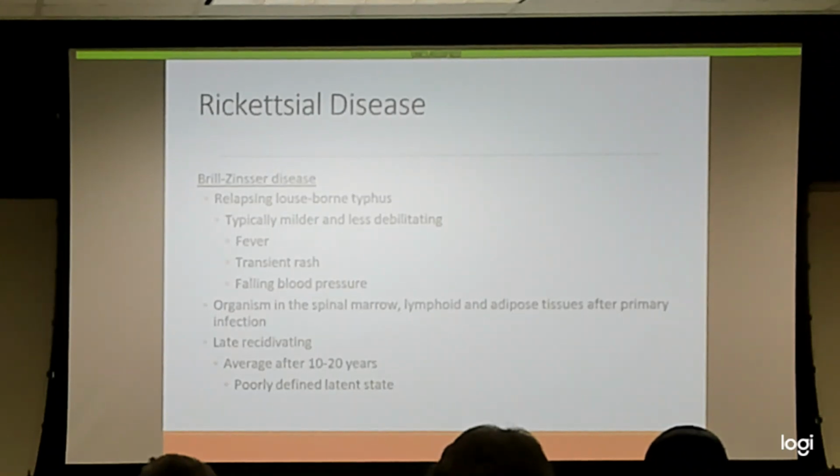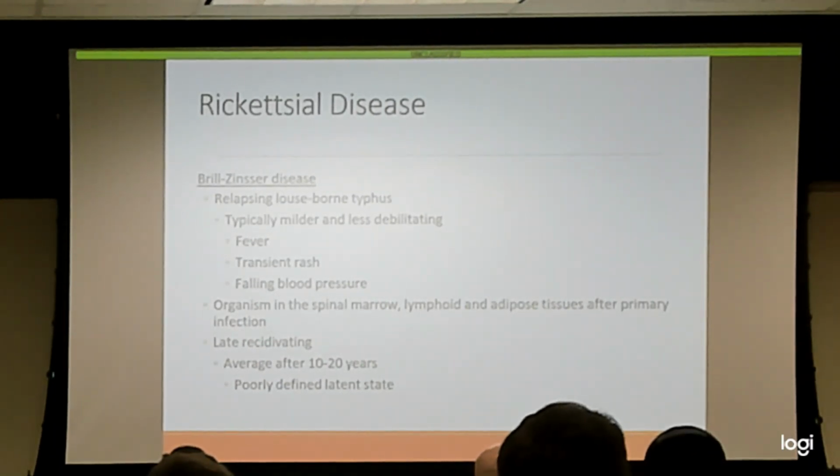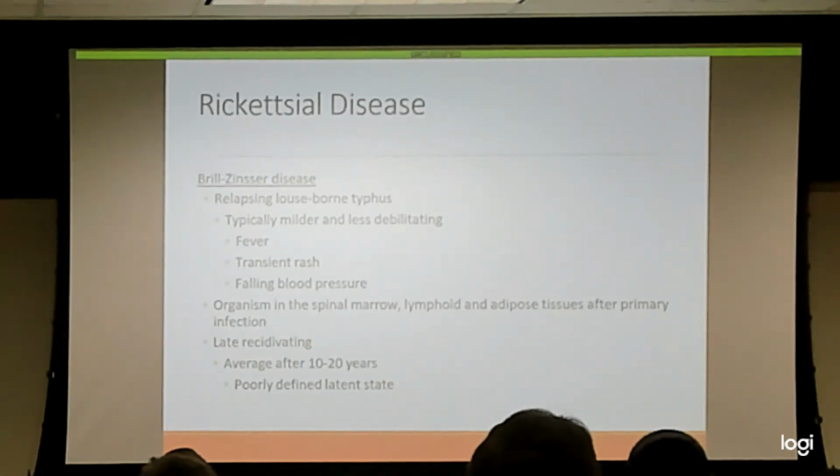Then you may also have a late recidivating issue that can, on average, occur 10 to 20 years down the line, which will be the same thing as a relapse. Even though we can't tell that we still have it in the system, 10 to 20 years later, you may get it again. Okay? And we really don't understand how that works just yet.